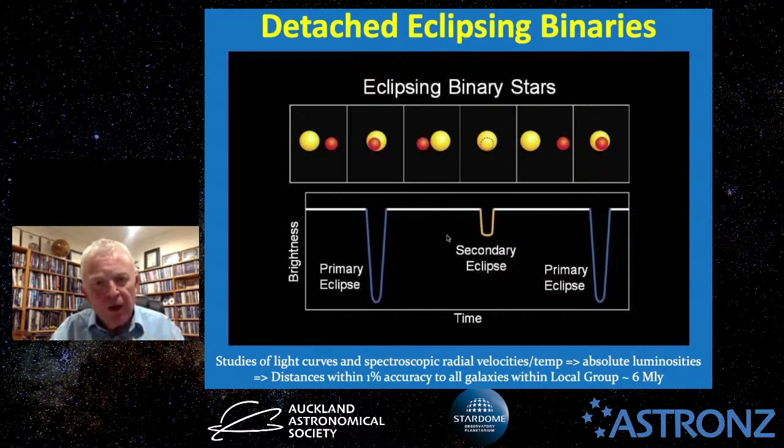And a little comment here, the distances to these detached eclipsing binaries is usually pretty accurate, within about 1%, to all our galaxies within the local group. The local group is our local little cluster of galaxies. And it's about 10 million light years across. So we're a little bit off to one side. So if we're looking across the wider side, we'd be talking, say, 6 million light years. So that's the sort of range, which, within 1% accuracy, that's pretty good.